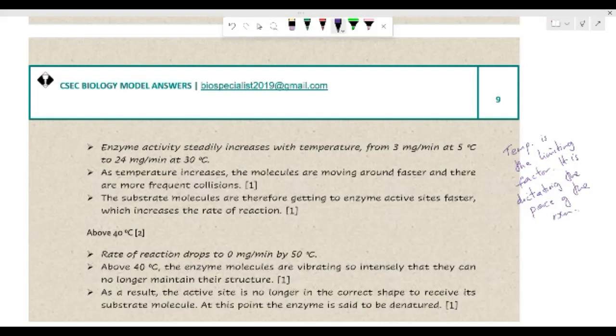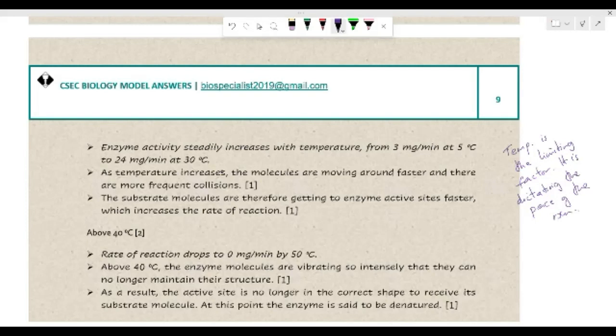And once the substrate gets into the enzyme's active site, then the enzyme can do its work, catalyze that specific reaction, the products would leave, and then the enzyme will be free to connect with another substrate, right? So because of that, we have our increase in activity. All right, that's because of the more frequent collisions.